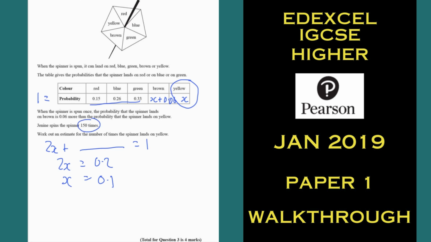The spinner is spun 150 times. How many times would you estimate you get a yellow? You just times them.